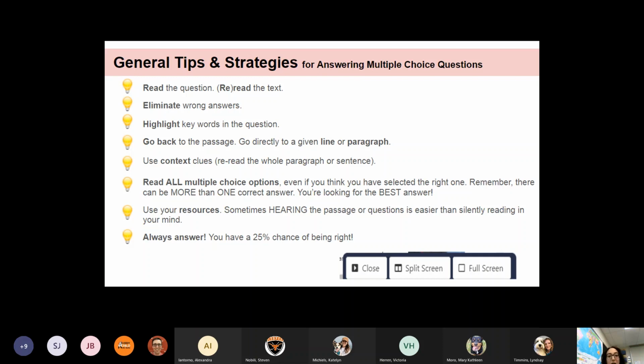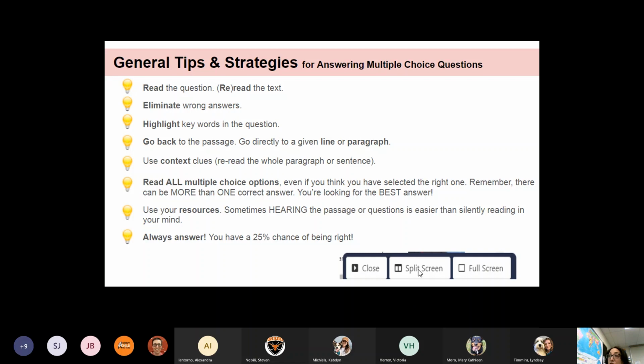Are you rereading? This is a big one. Are you reading all of your multiple choice options, even if you think you have the best one? Are you still giving yourself a chance to look at all possible answers? Using your resources. So as I mentioned, you can have the text-to-speech feature on for the test, so you can have it read to you, and that may help you identify the right answer. And as always, never leave a question blank. For the most part, you have a 25% chance of being right.